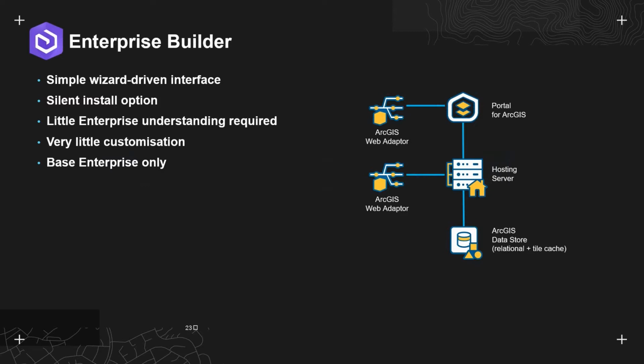There's no scripting required, and the tool can be used to upgrade existing deployments if they were deployed using Enterprise Builder to begin with. However, it can only be used to deploy Enterprise on a single machine. You can't deploy any other pattern. You also have very little control over the configuration of Enterprise. You can choose the install directory, the web adapter names, and that's about it. With all that in mind, let's take a quick look at how ArcGIS Enterprise Builder works.